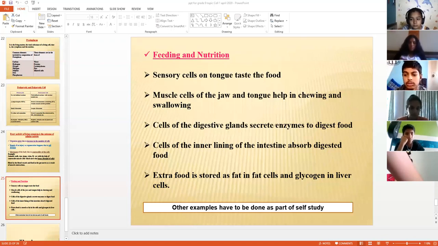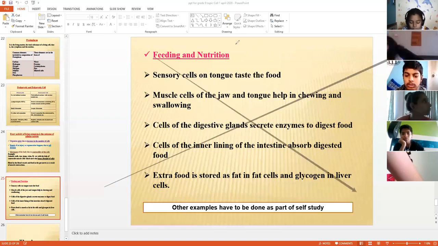Okay. Now, children, the other examples which are there, I've shared the snapshot. You will do that as part of a self-study. Just go through the other examples. Now, what I'll do is I will unmute you.